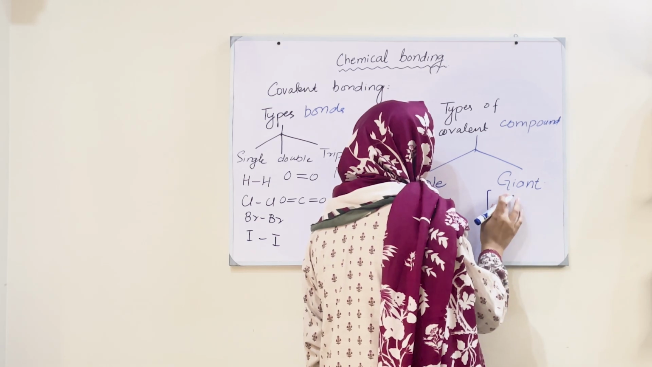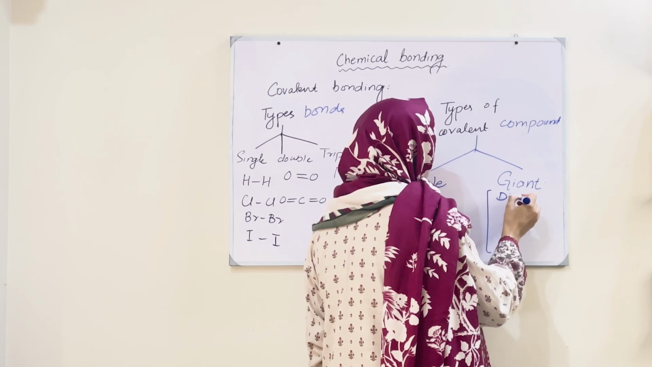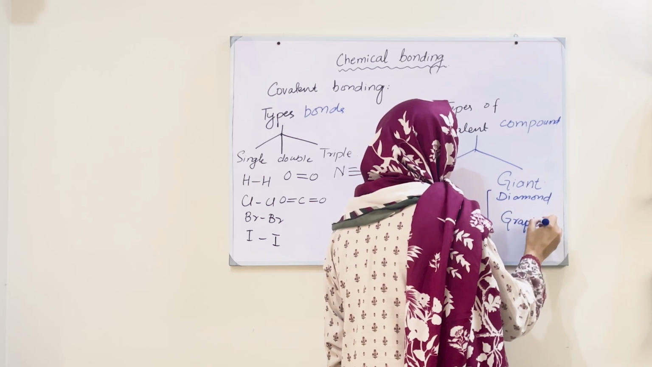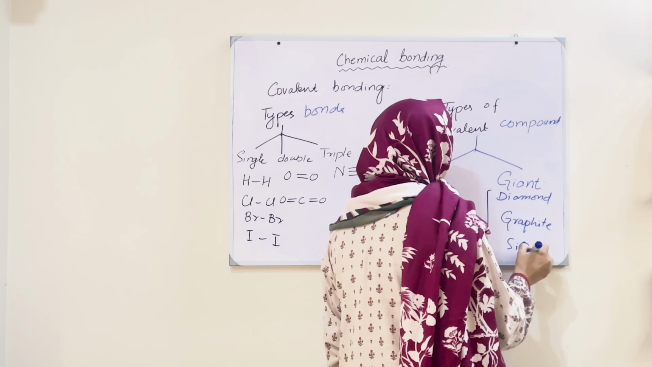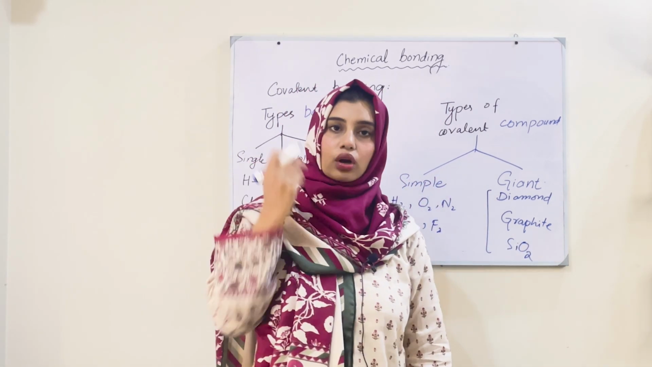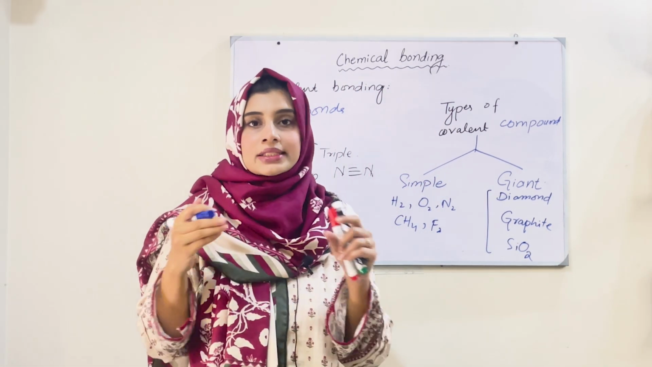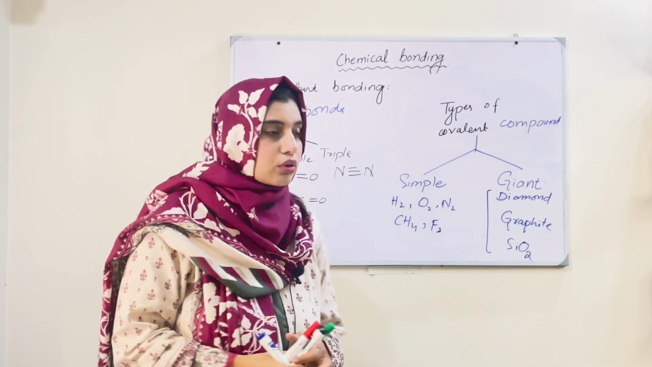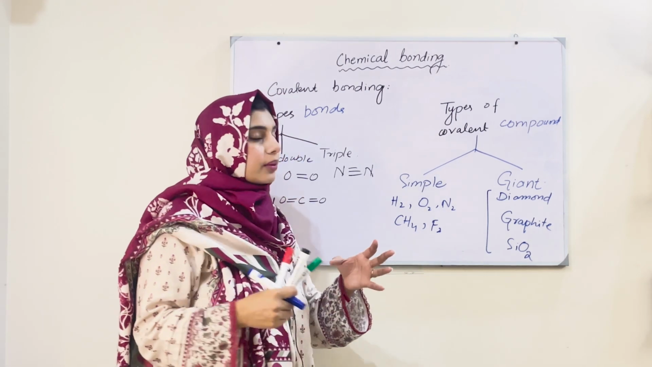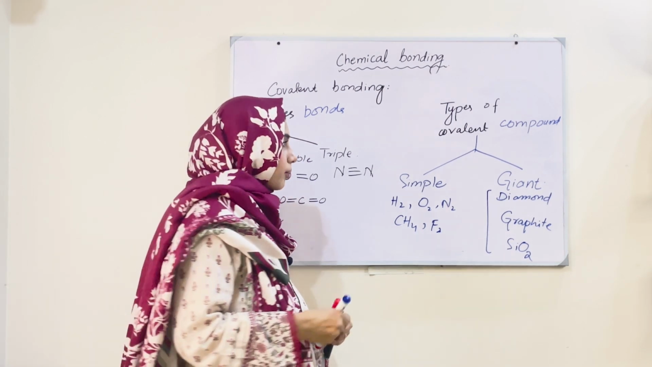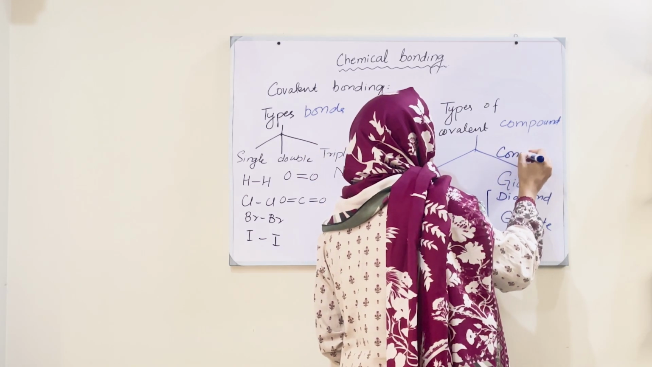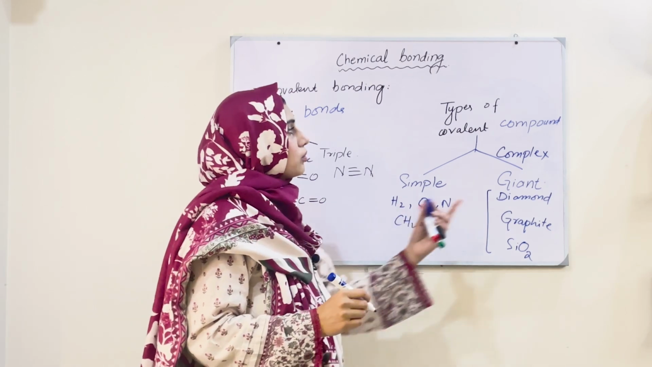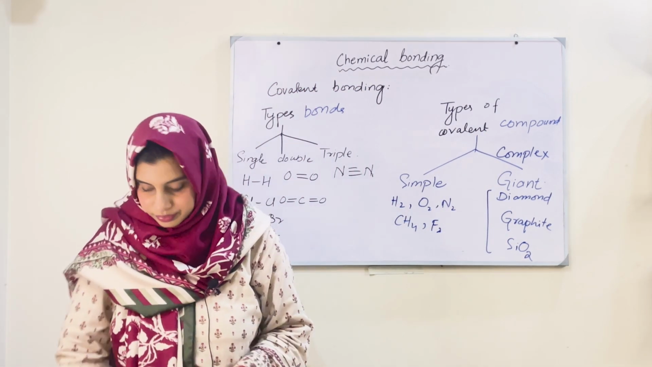In giant covalent compounds, we have three major examples. First one is diamond, then we have graphite, and then we have silicon oxide. These are called giant covalent compounds because the structure is so extensive and the bonds are so extensively combined together. That is why we call them giant covalent compounds, or complex covalent compounds. Giant are also known as complex covalent compounds. So we have two types of covalent compounds: simple covalent compounds and complex covalent compounds.